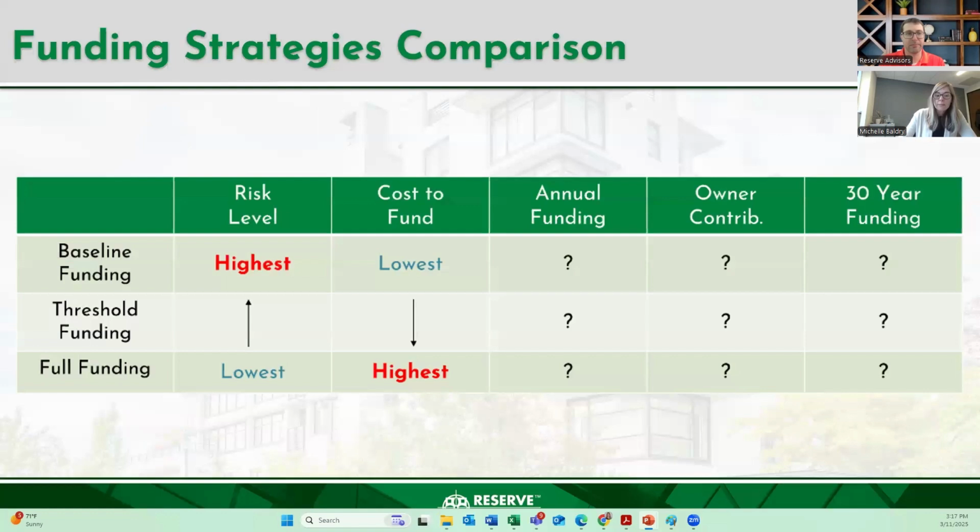So just as a quick summary here, as we mentioned, baseline funding would be the highest risk level, right? And therefore the lowest cost to fund. Full funding is the reverse, where it's the lowest risk level and therefore highest cost to fund. And then threshold is really that Goldilocks. So when we say that, what are the different numbers? Like how much are we talking here? Is it right in the middle, right? Is it 50%? Is threshold 50% of baseline and half of full funding? What variance are we talking about?